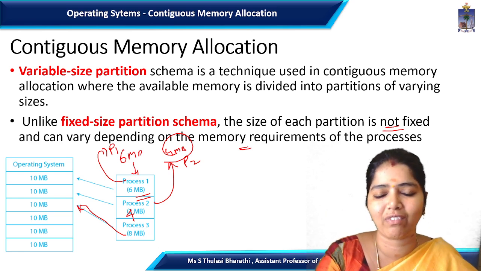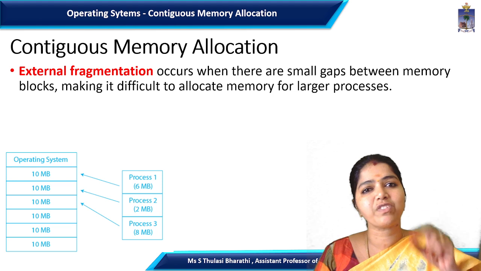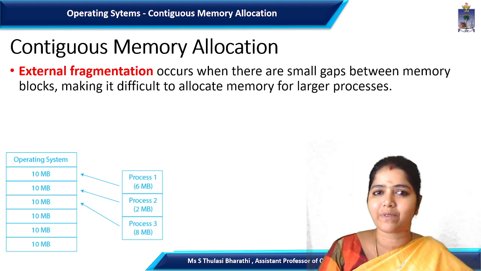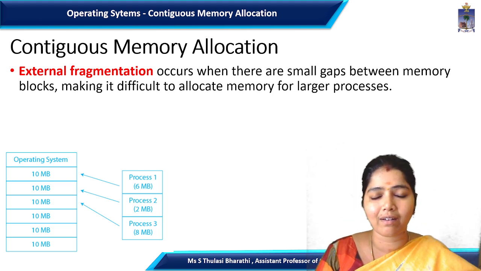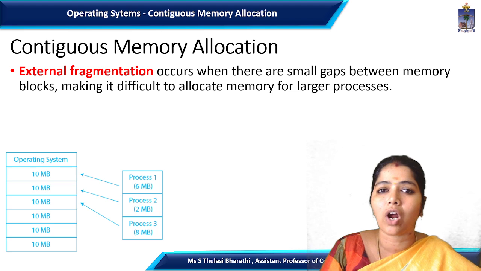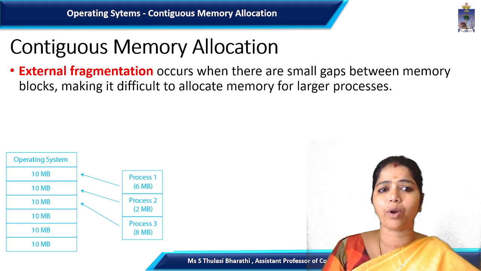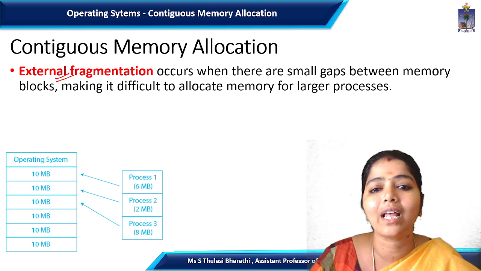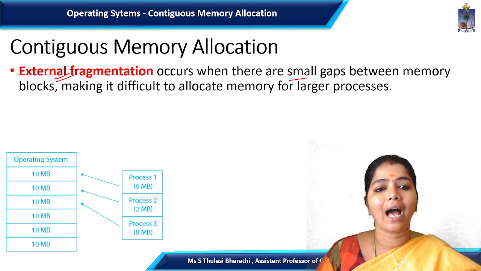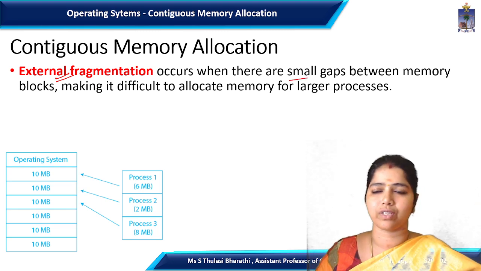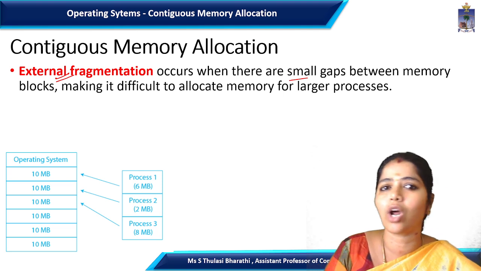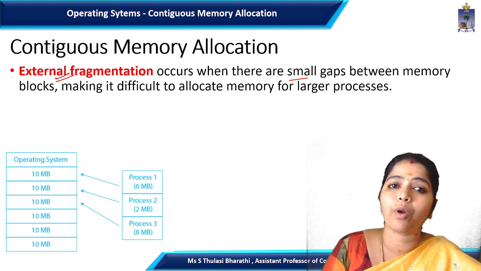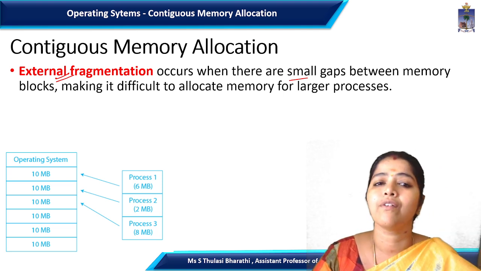But here also we have a problem. Whenever many small gaps are there, they have to be handled. If those small gaps are not used, that is the same problem, and we call it external fragmentation. It happens when there are small gaps between memory blocks, and when a larger process comes, it will not be able to be allocated. That problem we call external fragmentation.